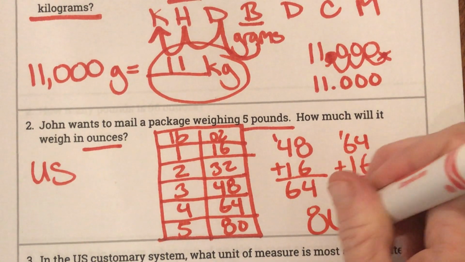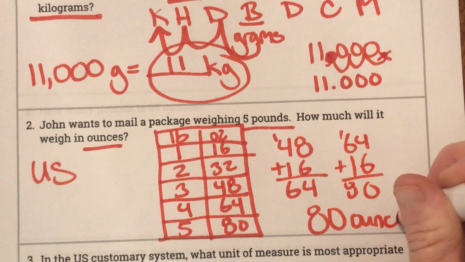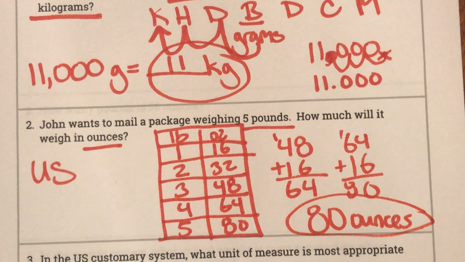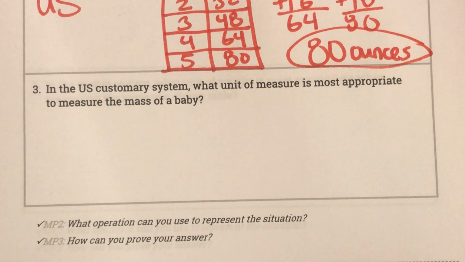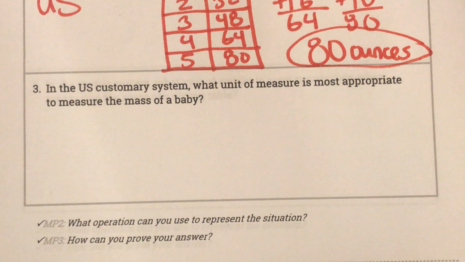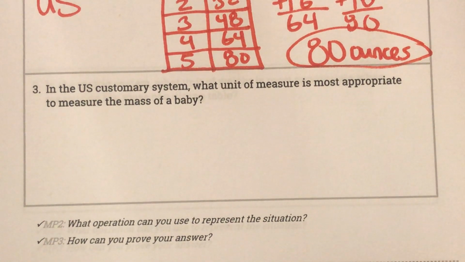So my answer is 80 ounces. Okay, let's look at one more together. In the U.S. customary system, what unit of measurement is most appropriate to measure the mass of a baby?